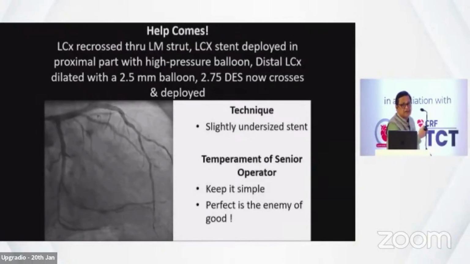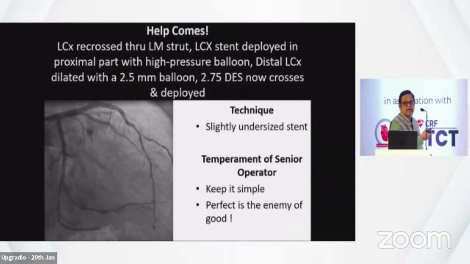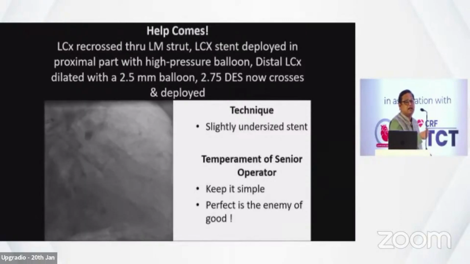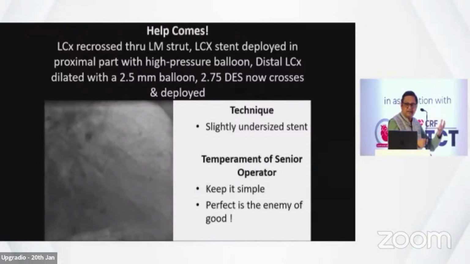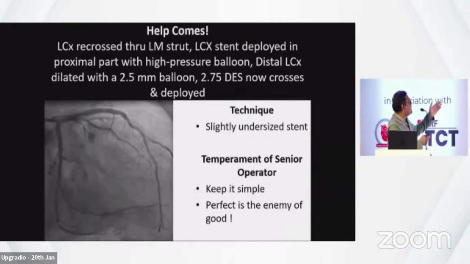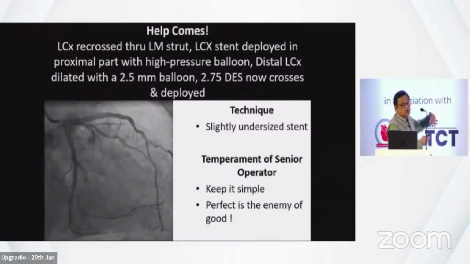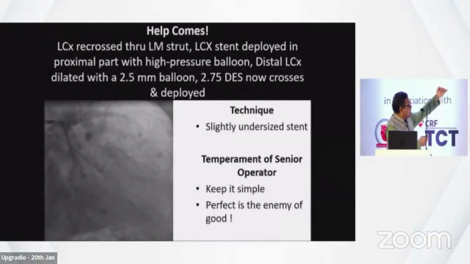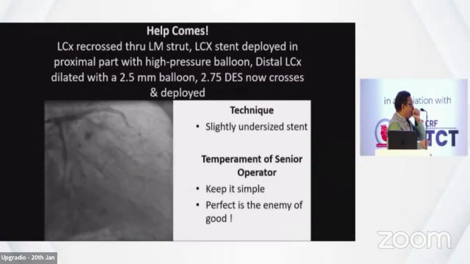Now, of course, the operator does all the things, but he realizes nothing can happen. The good thing is that he has the courage to call a senior operator. So he asks a senior operator to help him. And now a more skilled operator is there. He's able to cross through the left main strut and then cross the circumflex stent also, which had embolized.